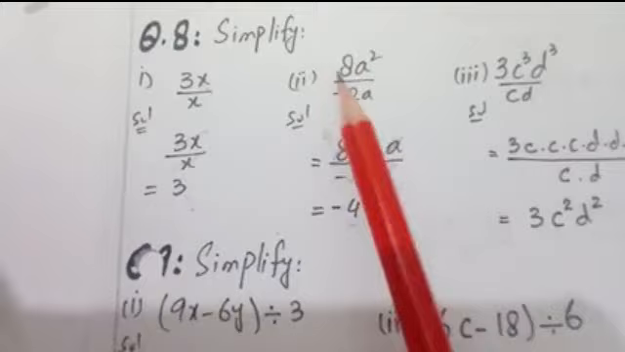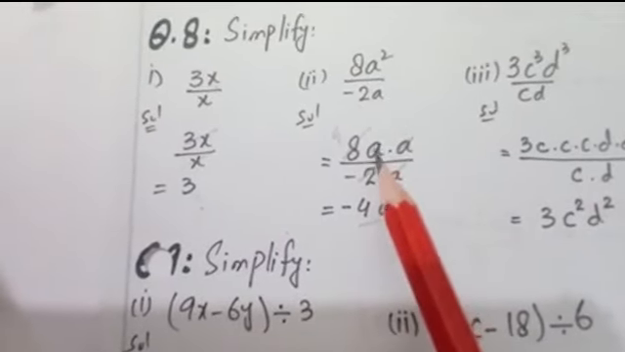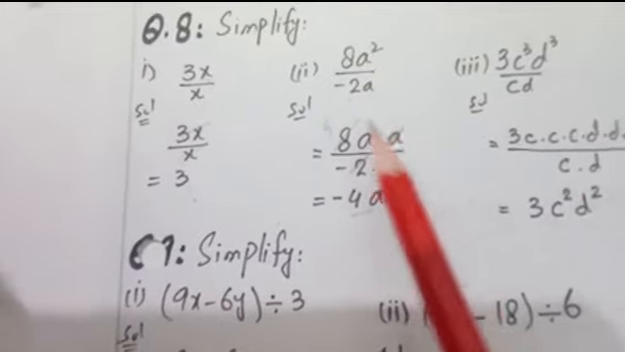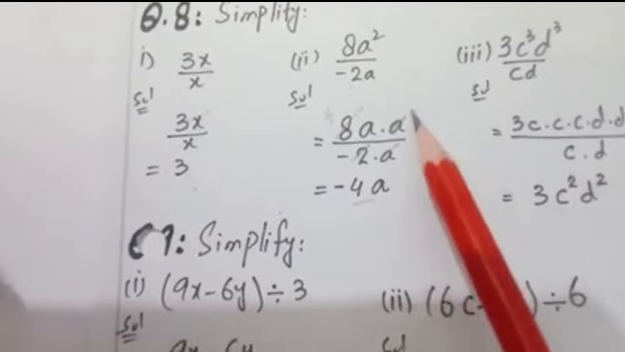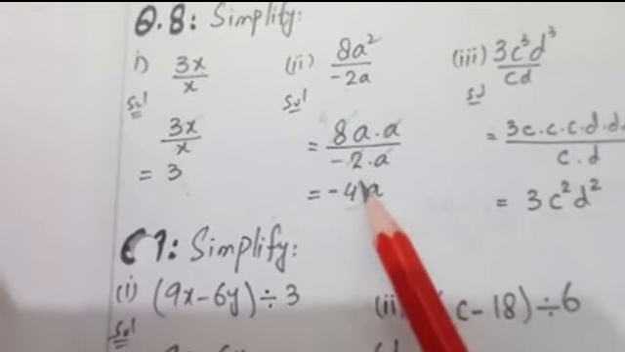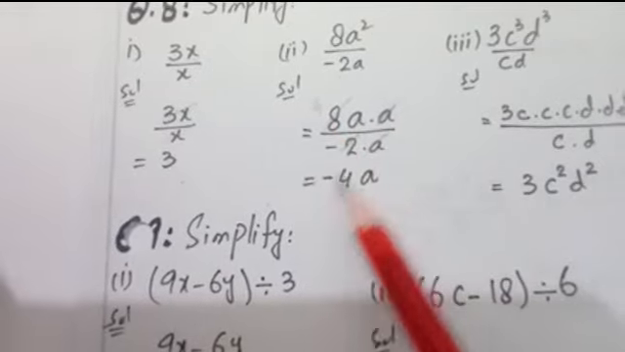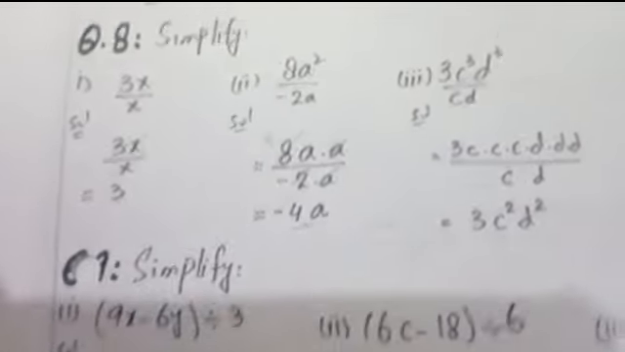In the second question, 8a square divided by minus 2a. Expand this algebraic expression. 8a square, we can write as a into a, divided by minus 2a. This a will be cancelled by this a, and 2 4s are 8. So we are left with 4a and this minus sign. So your answer is minus 4a.